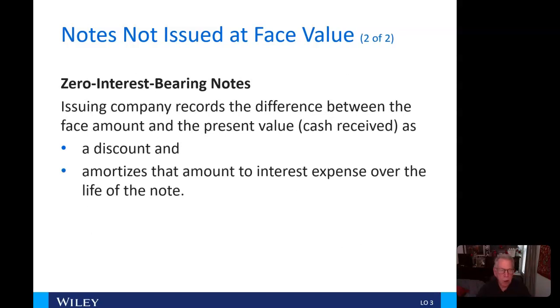Zero interest-bearing notes are a little more difficult. The issuing company records the difference between the face value, face amount, and the present value, the cash that we receive, as bullet point 1, a discount, and then bullet point 2, we amortize that amount, that discount, to interest expense over the life of the note.